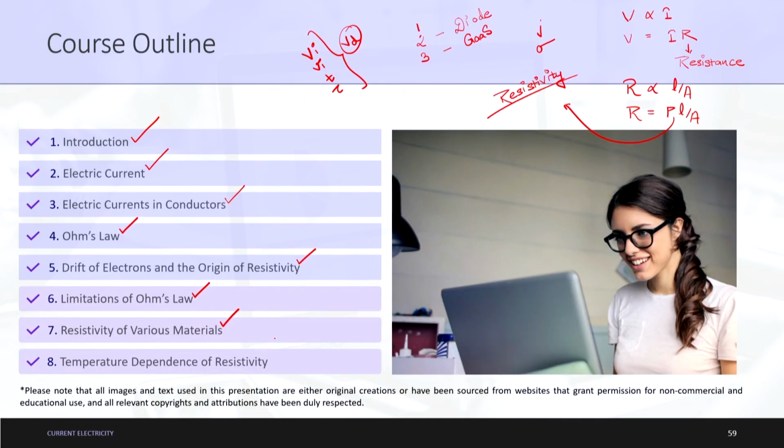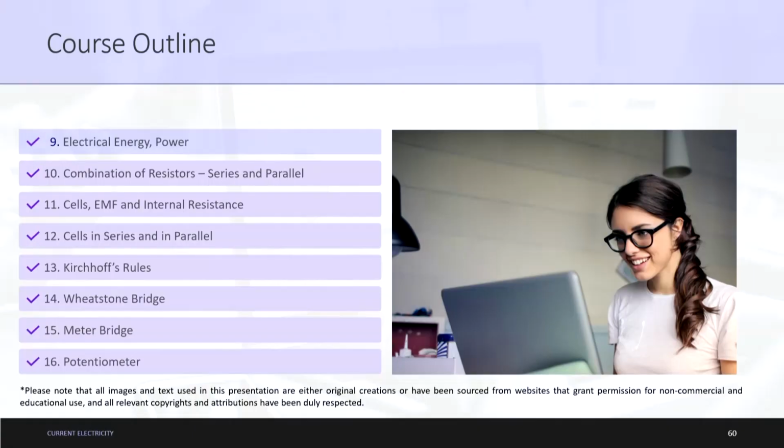In the next concept of temperature dependence of resistivity, we understood how the resistivity of a material changes with temperature, and how the dependence on temperature is different for conductors, and opposite to that of conductors for semiconductors and insulators. Okay. In the next concept of electrical energy and power, we understood the concept of what is power.